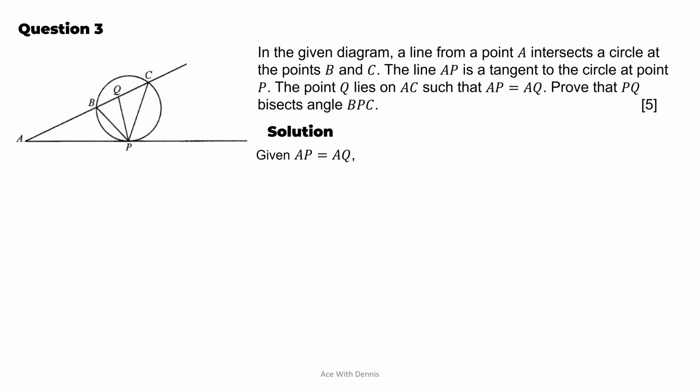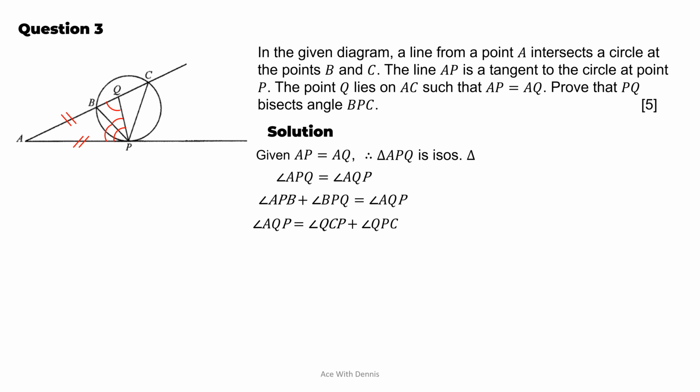Here's a solution. Given that AP equals AQ, which is this line equals this line, therefore triangle APQ is an isosceles triangle. Hence, we can say that angle APQ equals angle AQP, which is this angle and this angle. And we know that angle APQ equals angle APB plus angle BPQ from the diagram, which means this angle plus this angle will give us angle APQ. So the equation becomes angle APB plus angle BPQ equals angle AQP.